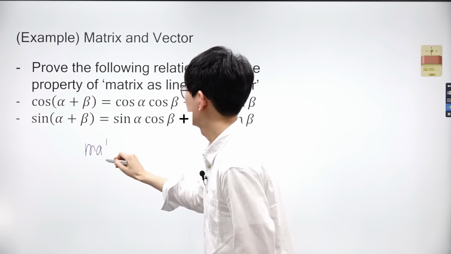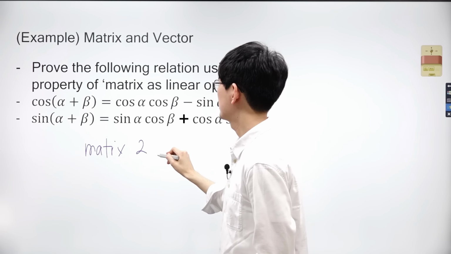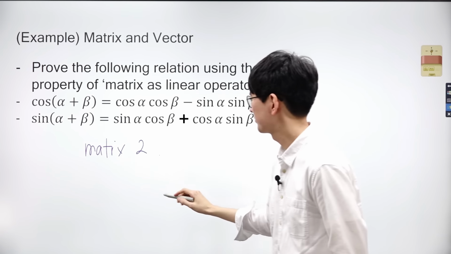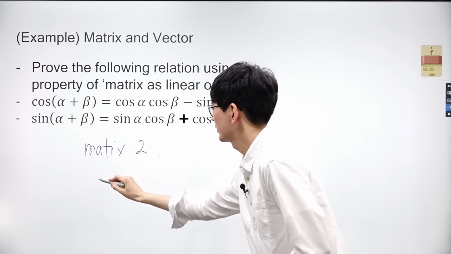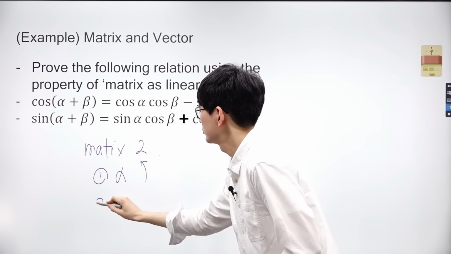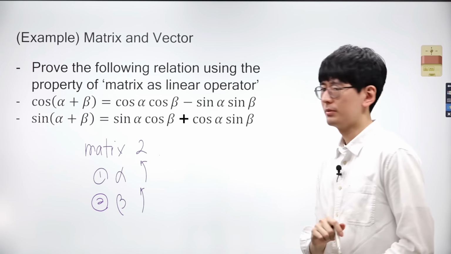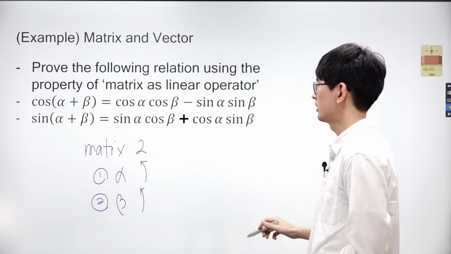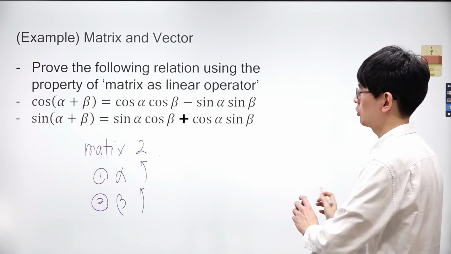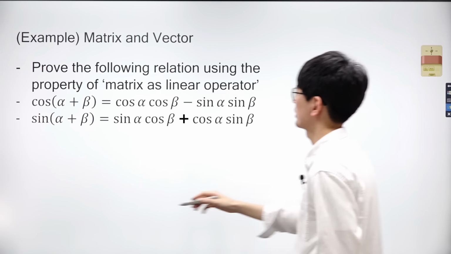To begin, let's define two matrices. The first matrix rotates the coordinate space by alpha degrees. And the second matrix rotates the space by beta degrees. Now, let's see what these rotation matrices look like.